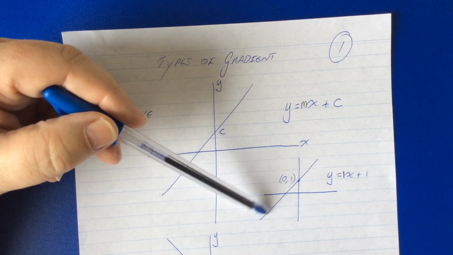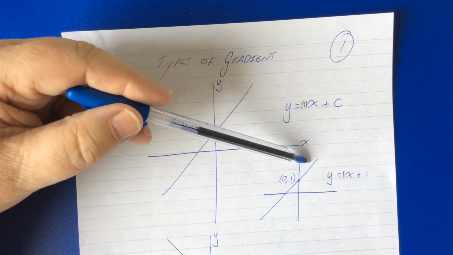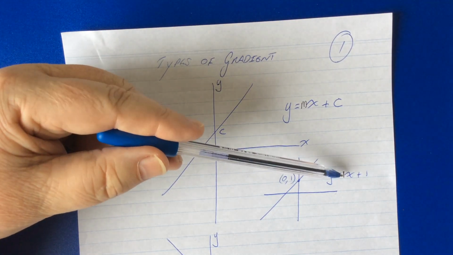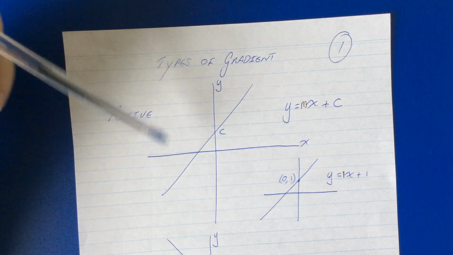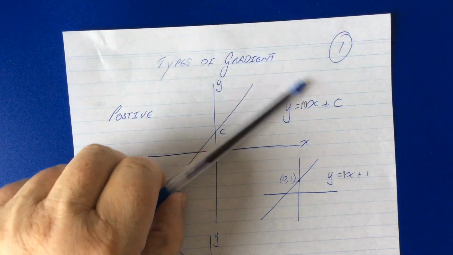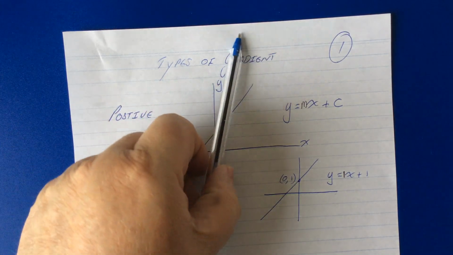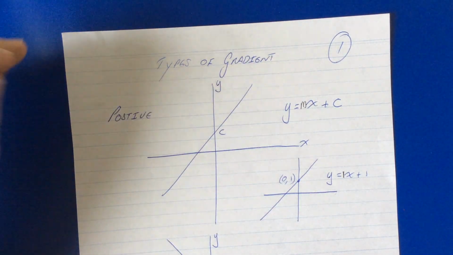So here we have a gradient, bottom left to top right. We've decided that the gradient of this is 1, so we put a 1 there. The principal thing to take away from this is that a positive gradient looks like that. It could look like that. It could look like that. But essentially it runs bottom left to top right.